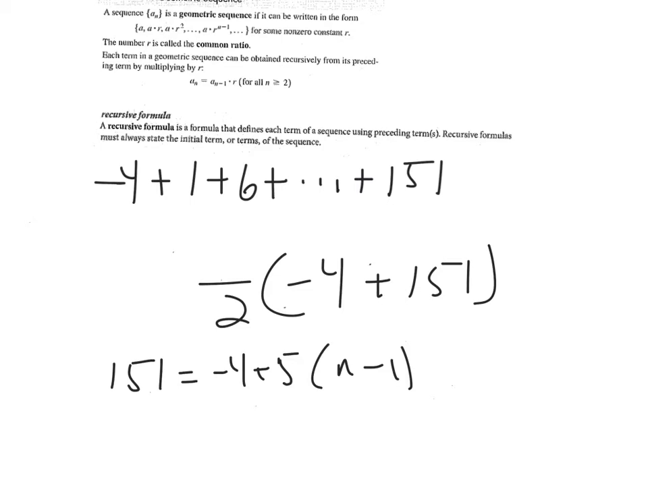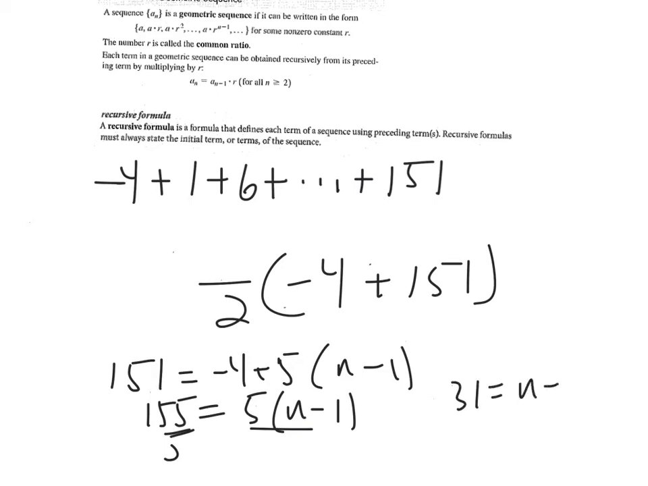We're going to add 4 to both sides. And then you can do some distributing if you want, but I can also just divide both sides by 5. And I think that's 31. So 31 equals n minus 1, so n has to be 32. So that tells me that 151 is the 32nd term. So we just need to drop 32 into there and then crunch it the same way. Do the sum and times it by 16.